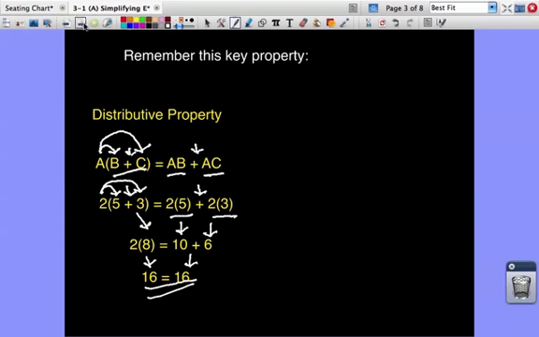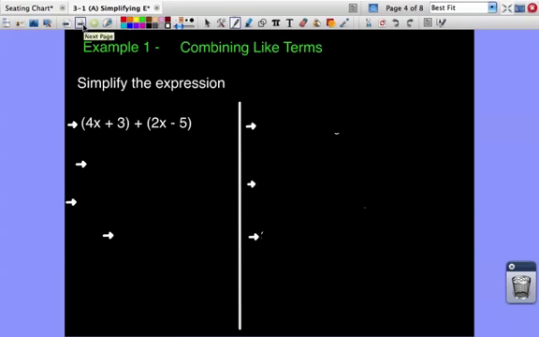So let's look at 2 examples, using these properties that we just learned. Okay, so this first example is (4x + 3) + (2x - 5). And notice the grouping. So I have this in parentheses and this in parentheses. So my first step is I want to get rid of those parentheses.